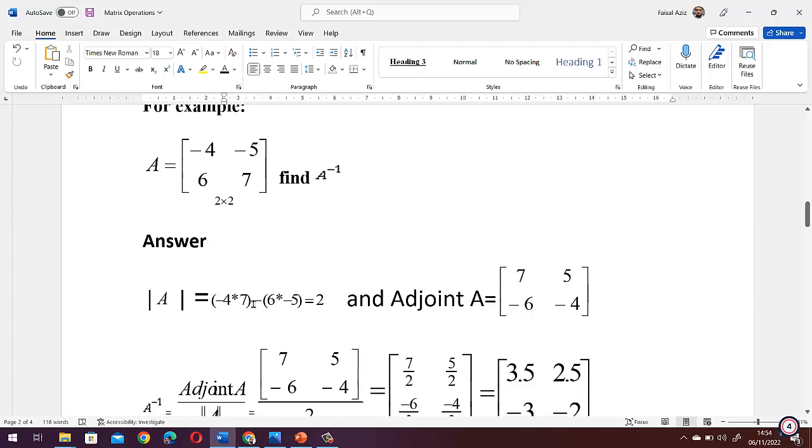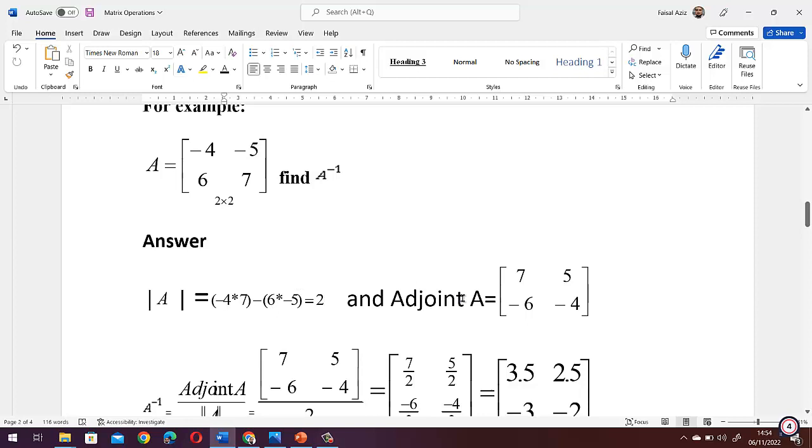Then comes minus, this minus is part of the formula, and then we need to multiply on the left side diagonal 6 multiply by minus 5. I am rolling my cursor, and when we multiply them and simplify them, we will get the determinant of a matrix.